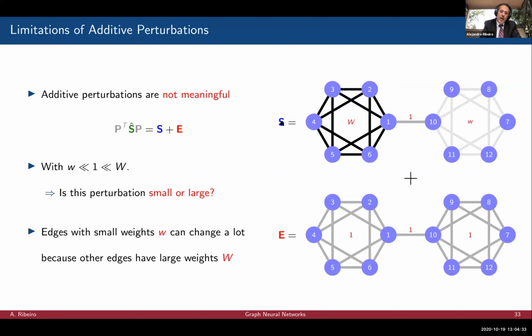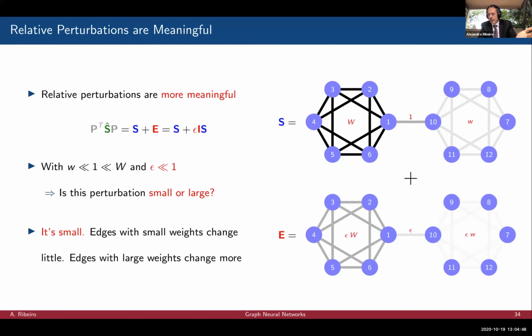However, if you compare the norm of S to the norm of E, the norm of S is much larger than the norm of E. Right? So if you compare the norm of the perturbation, you would think that the perturbation is small, but intuitively the perturbation is not small. What you need actually is to tie the perturbation to the structure of the graph. And tying the perturbation to the structure of the graph calls for the use of relative perturbations.